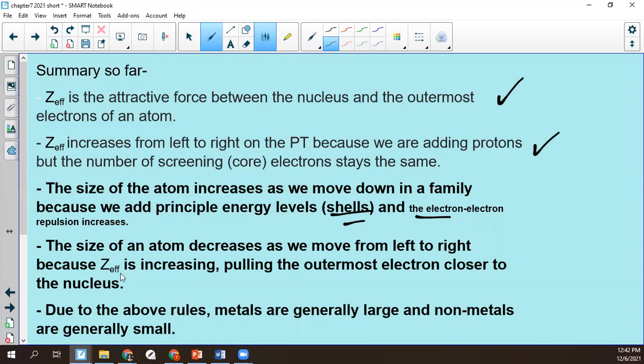Because the shells make a way bigger difference than the change in the Zeph. So for a row, we just go 1 through 8. The next row, we still go 1 through 8. Now, technically, is it slightly different? It is, but not one that we're going to worry about.